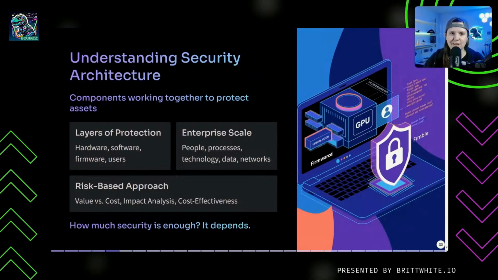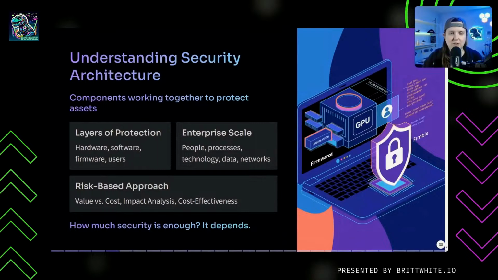Think about a laptop. It has hardware, like the motherboard, the processor, the hard drive. It has software, like the operating system and your applications. It has firmware, which helps the hardware and software communicate. And don't forget that you, the user, are part of that architecture whenever you're using the laptop. Each of these layers needs its own security controls.